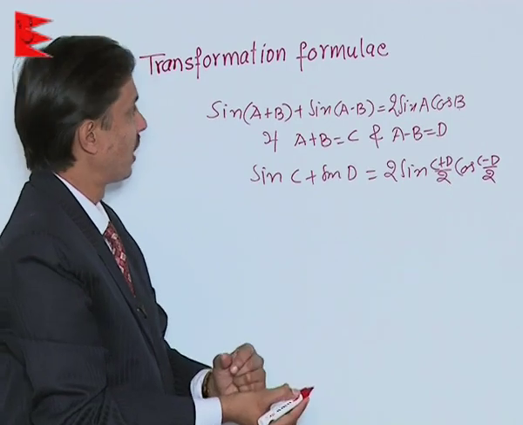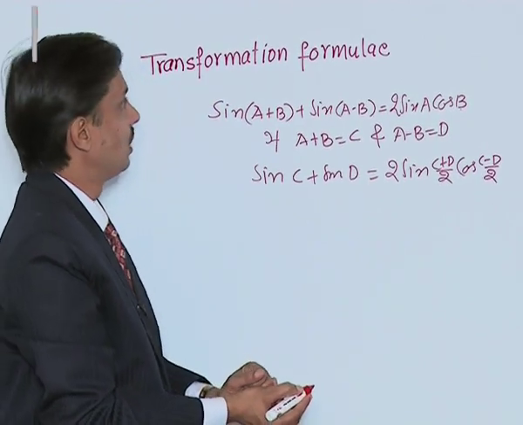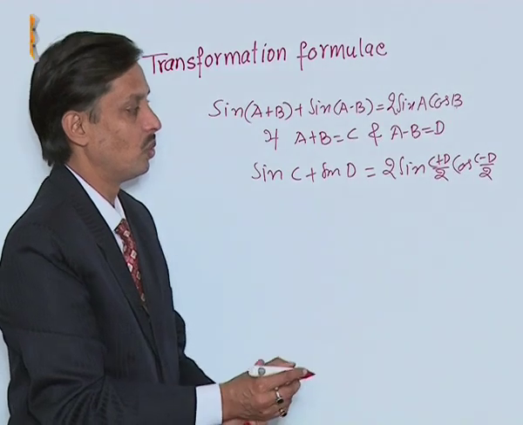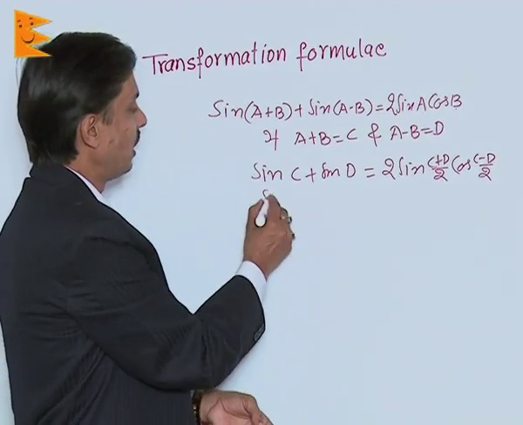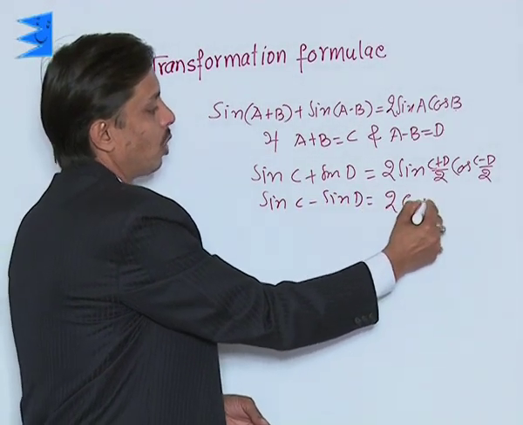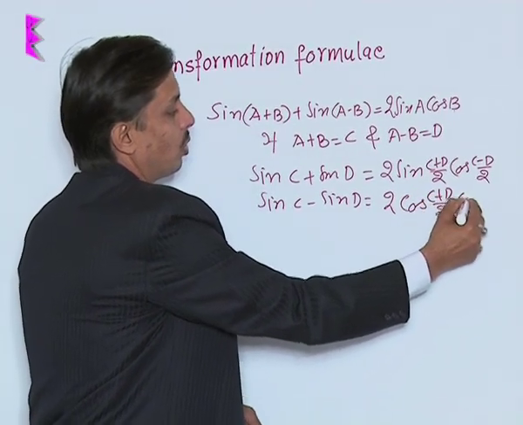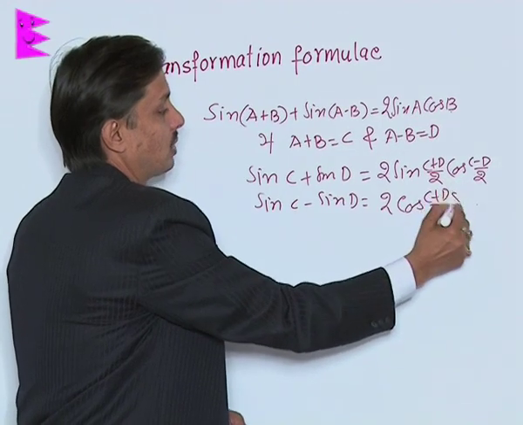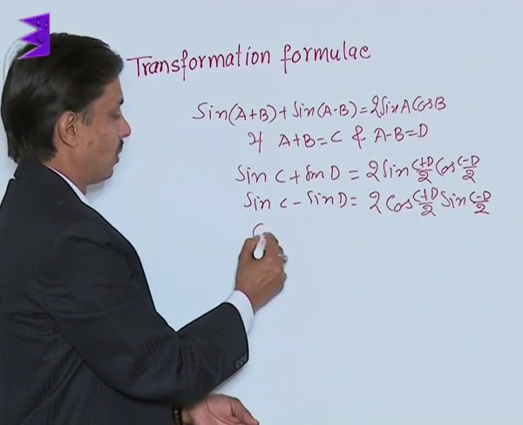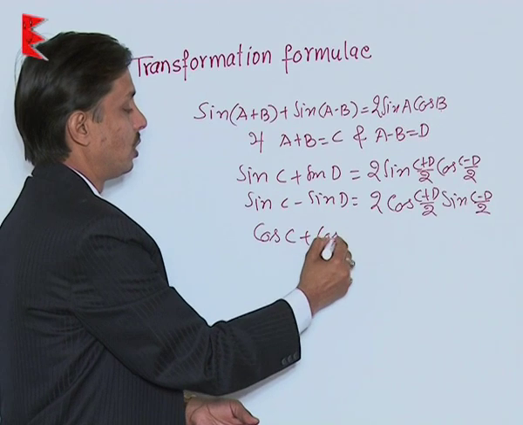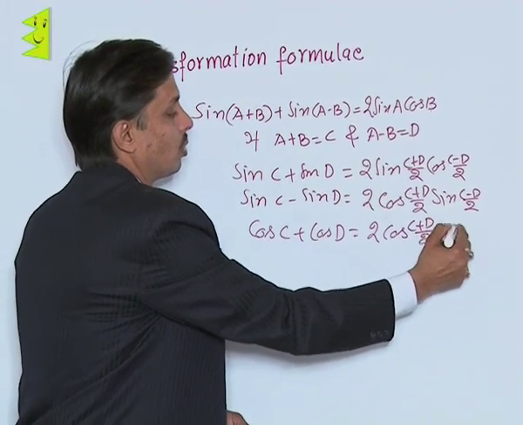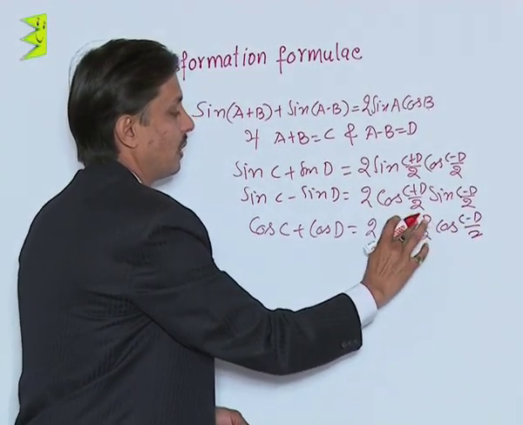So, one more important result required in the chapter, subtopic transformation formulae. Sin c plus sin d is 2 sin c plus d by 2 cos c minus d by 2. Similarly, the result of sin c minus sin d comes as 2 cos c plus d by 2 sine of c minus d by 2. And the value of cos c plus cos d comes as 2 cos c plus d by 2 cos of c minus d by 2.